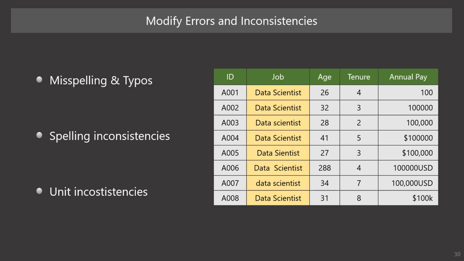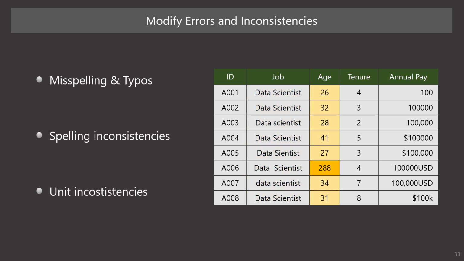Let's look at the job column. You may find that in ID A005, the column job contains a misspelling. And in ID A006, there's an extra space between data and scientist.